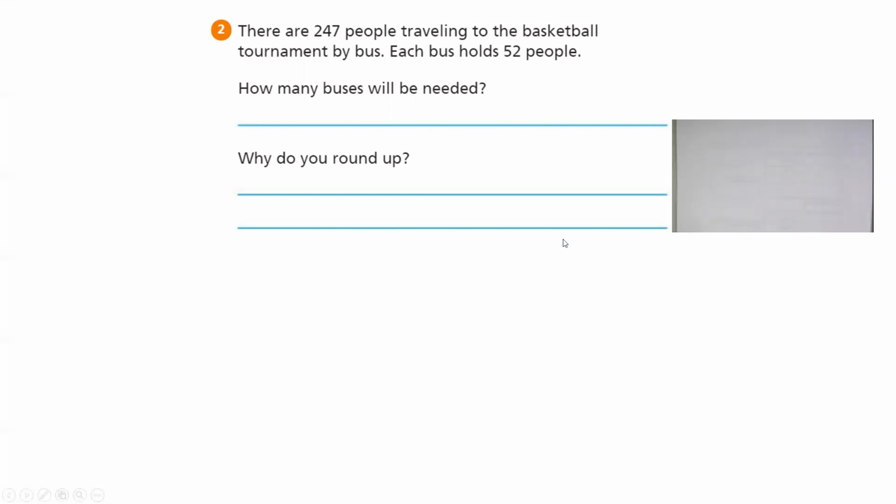So 247 people are going to the tournament. We're in charge of buying buses. A bus holds 50 people. Oh, I lied. That was my example from the challenge question. A bus holds 52 people. How many buses are we going to have to buy?